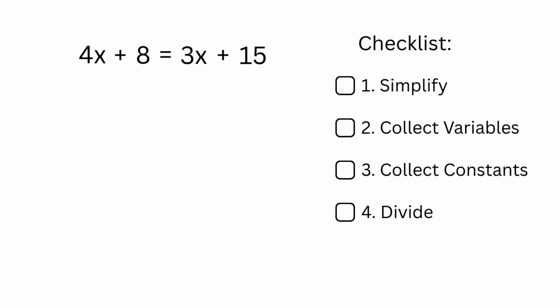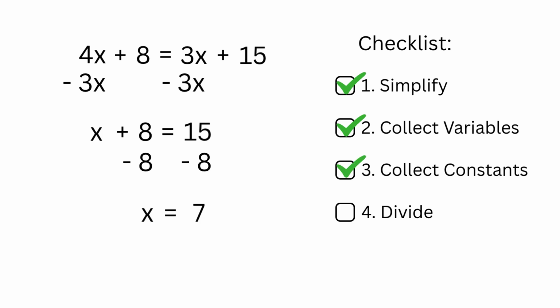Once those parentheses are cleared, the problem falls right back into our universal checklist. Step 1, simplify. Neither side has like terms to combine. Step 2, collect variables. Target the smaller variable, 3x, and subtract it from both sides to get x plus 8 equals 15. Step 3, collect constants. Subtract 8 from both sides to isolate x. Step 4, divide. And since x is already isolated, we immediately get x equals 7.